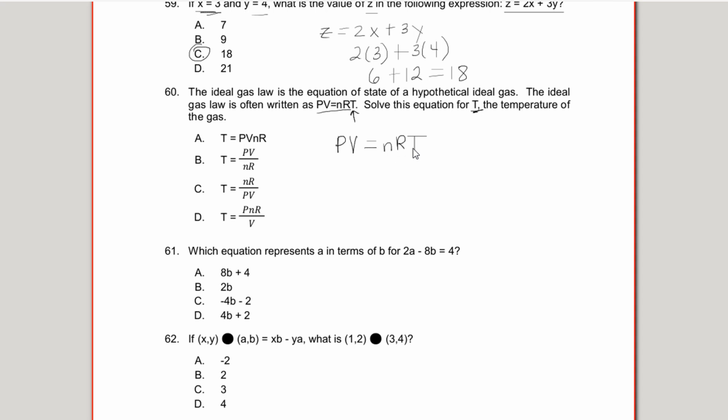Well, we've got this multiplication of n and R. So I'm going to divide through by nR. Since it shows multiplication, we do the opposite. So that would simplify out. T is equal to PV over nR. And that's answer choice B.